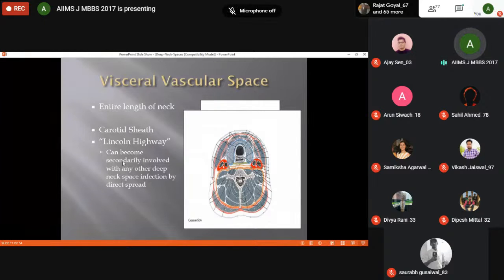Then there are vascular spaces. This is known as Lincoln highway. Lincoln highway is basically the infection that surrounds the carotid vessels. It can become secondarily involved with any other deep neck space infection by direct spread.